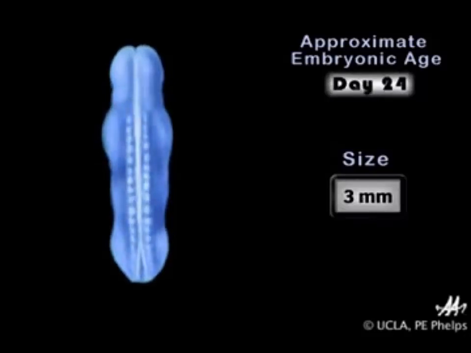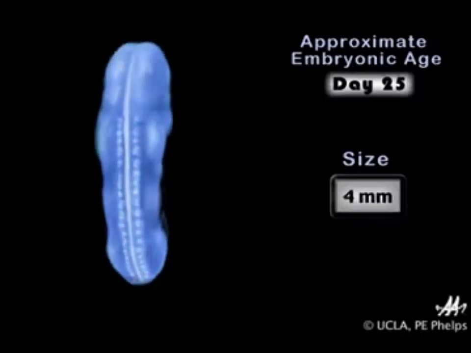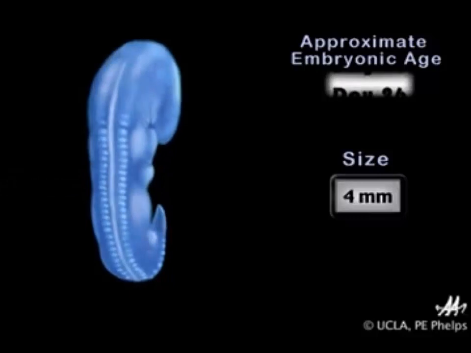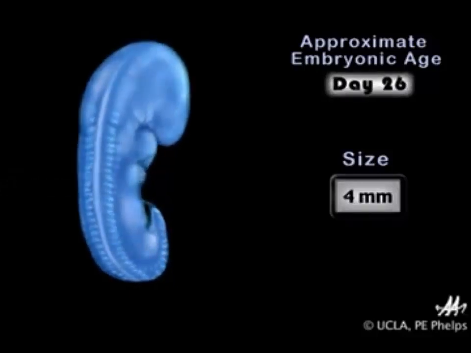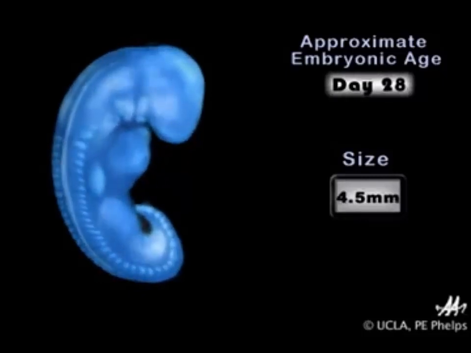We have passed our third week, moving into the fourth week, and by the end of the fourth week of development, we have completed neurulation. We have folded the embryo, which we'll talk about in the next unit, and we have something recognizable now. It's not just a flat sheet, but a three-dimensional embryo.